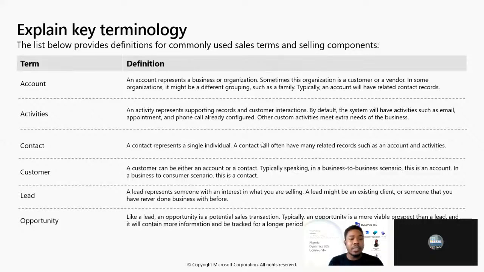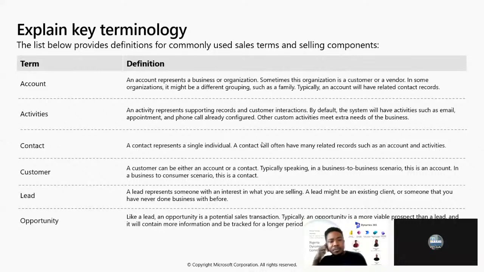Now a customer can be either an account or a contact. So on the leads form, or most of the entity forms, you can have the customer field, which is usually a lookup field. You're looking up to either the account entity or the contact entity, whichever you're dealing with in your business scenario. So that's what we have as customer.